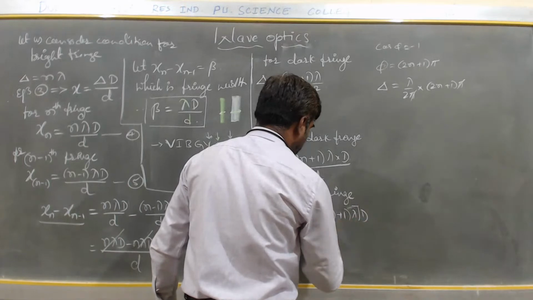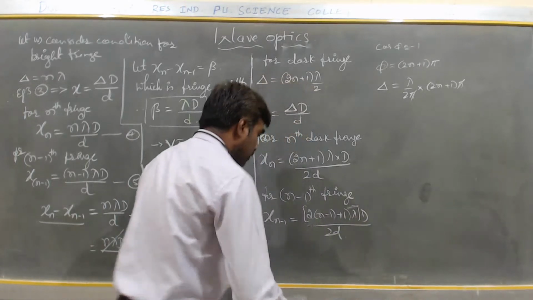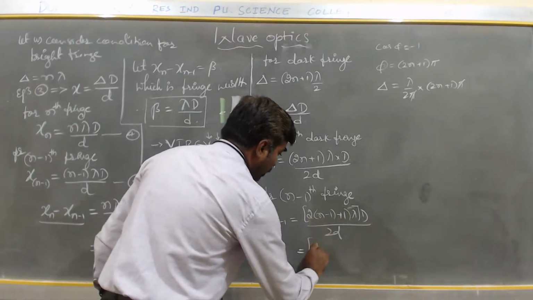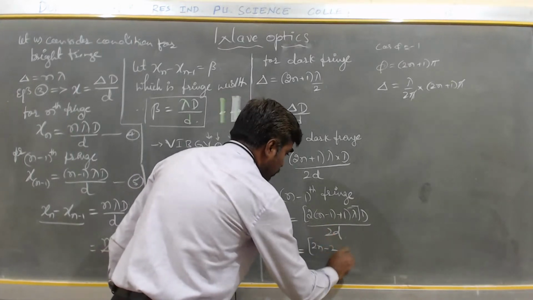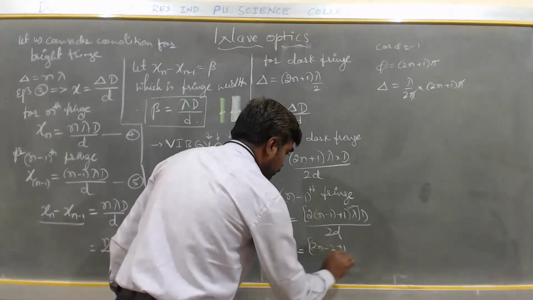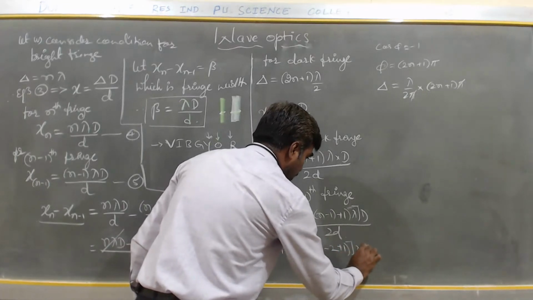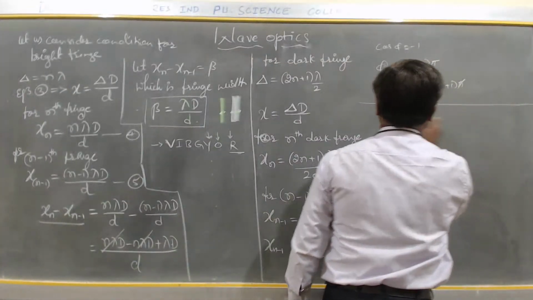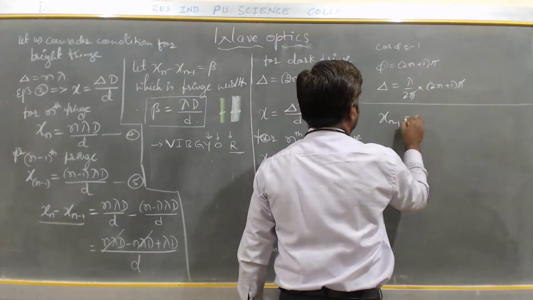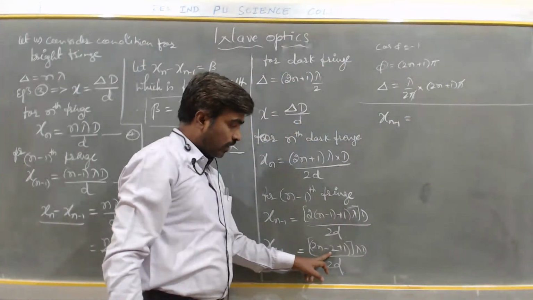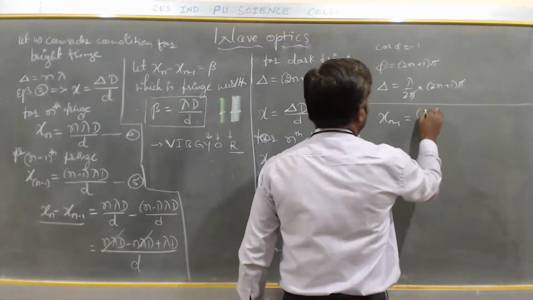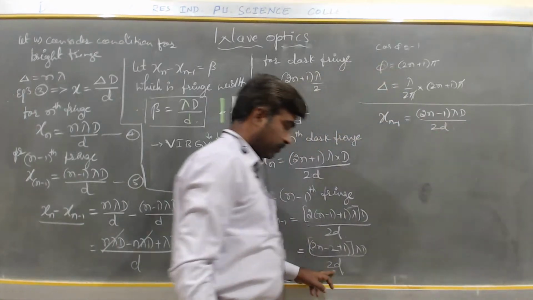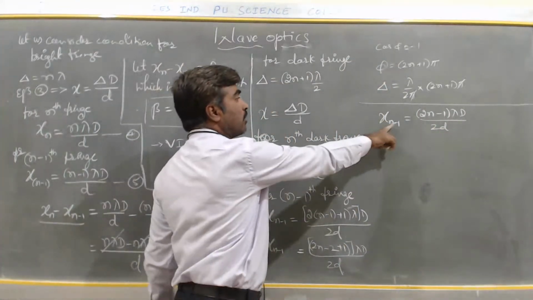Into lambda D divided by 2d. So what I will get for this equation is, for the (n minus 1)th fringe, (2n minus 2 plus 1) into lambda D divided by 2d. So xn minus 1 equals 2n as it is, minus 2 plus 1 is minus 1, so (2n minus 1) into lambda D divided by 2d I will get. Here it is, it is for xn minus 1.